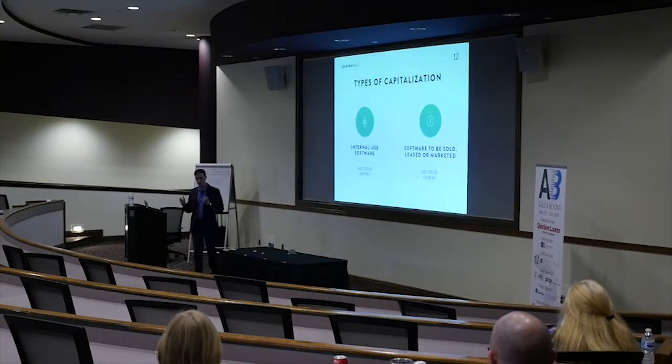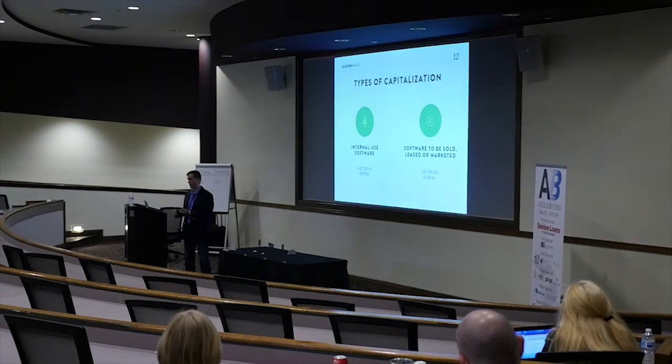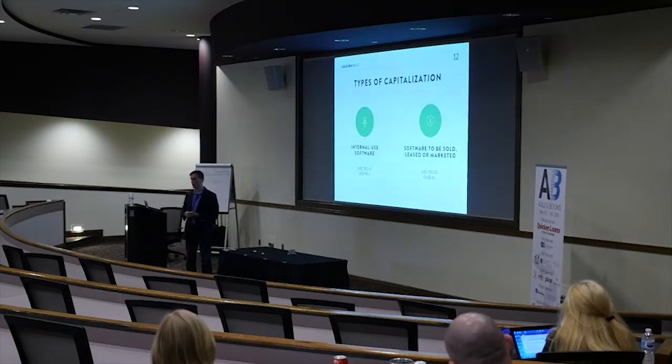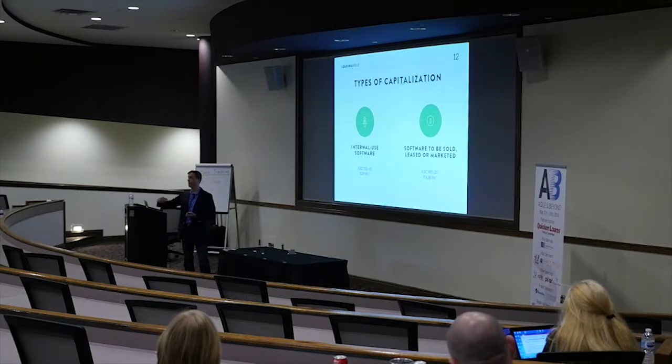Now to level set, we're going to talk about two different types of software development costs. One is internal use. This is going to be software that's going to be used by the business. This is going to be an internal payroll system you may have generated. This may be a time tracking system, some other system. Think of financial institutions, these trading platforms that they build, or a bank and e-banking, electronic banking.